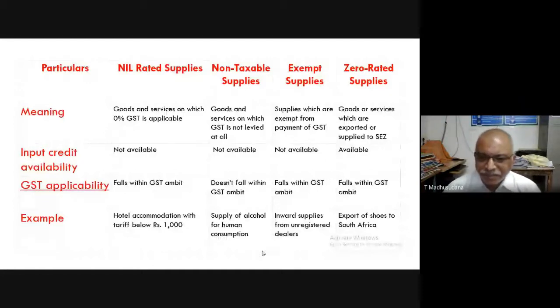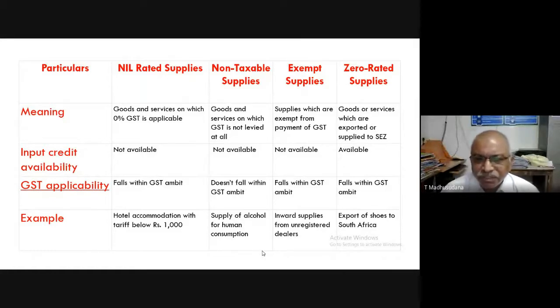So the nil rated supplies. First, what do you mean by nil rated supplies? Nil rated supplies means goods and services on which 0% GST is applicable. That means on these supplies the GST is applicable, but it is zero.